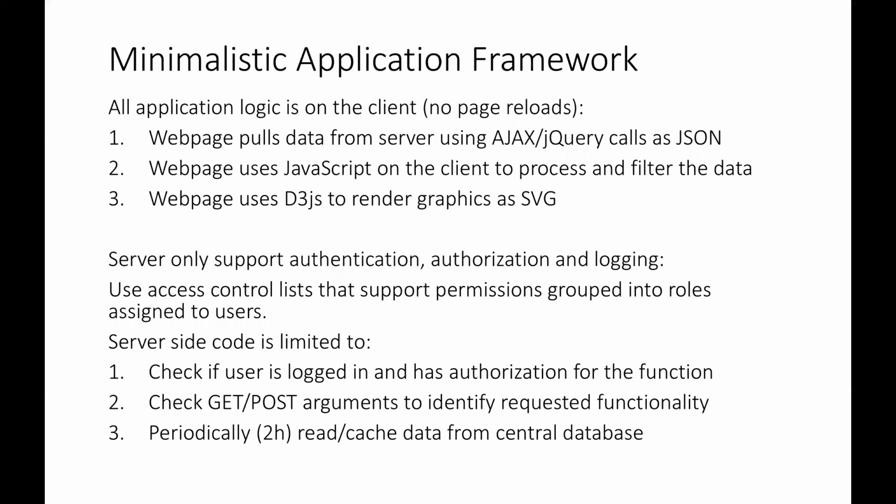Okay, so the framework for applications is really a very simple one. We have the application logic on the client. So when you go to our applications, you end up on a web page, and everything happens on your laptop when you look at the web page. The web page is pulling data from the server using AJAX calls, and the data arrives from the server in JSON format, which the web page natively understands. And then the JavaScript on the client is processing the data, filtering the data, and preparing them for display. And then there is a separate component on the web page that renders the resulting images.